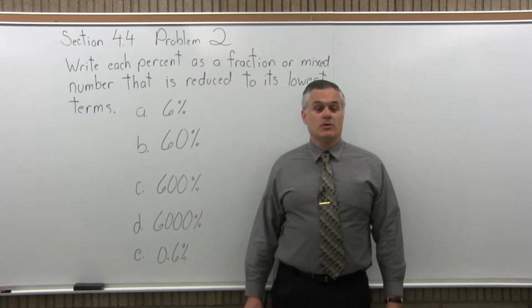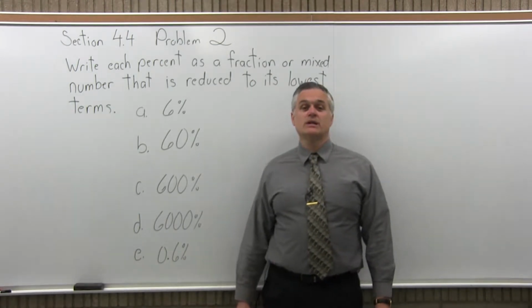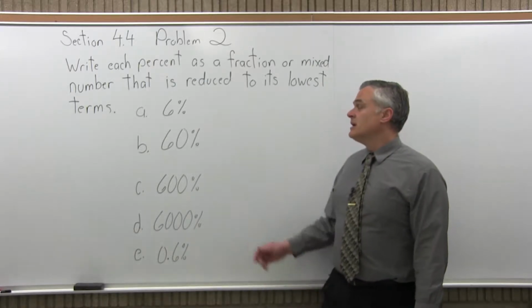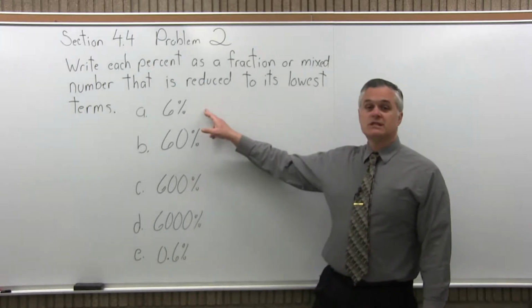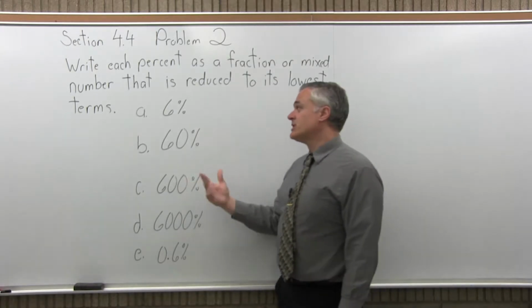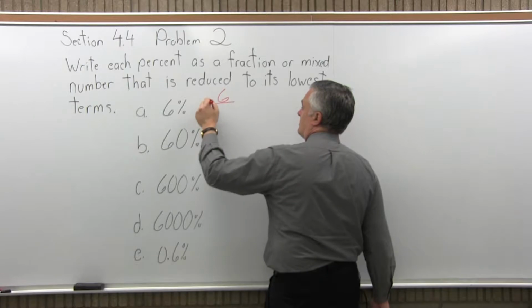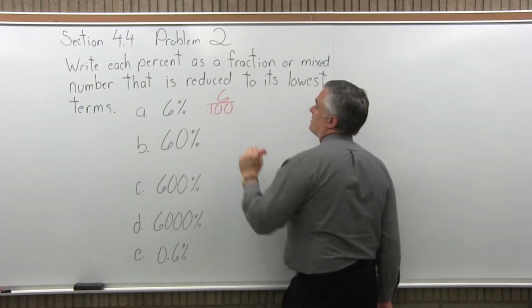This is Section 4.4, Problem 2. It says write each percent as a fraction or mixed number reduced to its lowest terms, and we have 5 of them to do. The first one is 6%. So with any of these, to make a percent go to a fraction, what you do is you write the percent over 100. So I have 6 over 100.